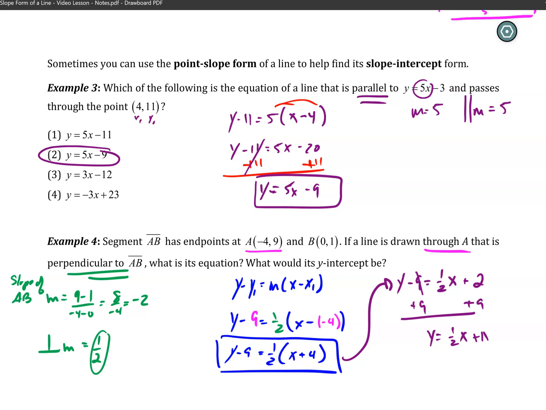That 11 right here represents my b, my y-intercept. So the actual point of the y-intercept is going to be (0, 11), right? It's an actual point where it crosses. It just crosses the y-axis at 11, but the point would be (0, 11). So that would be the answer to this part of the question.